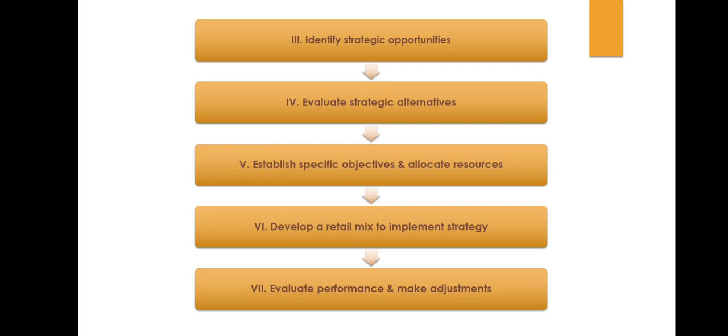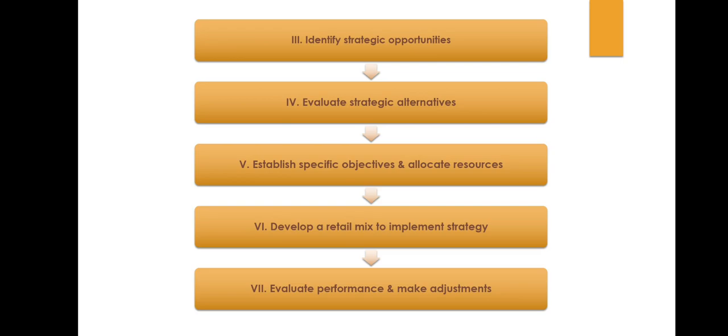Strategic planning in the real world. After the business mission is defined, the situation audit is performed. Strategic opportunities are identified, alternatives are evaluated, objectives are set, resources are allocated, the implementation plan is developed, and finally the performance is evaluated and adjustments are made.